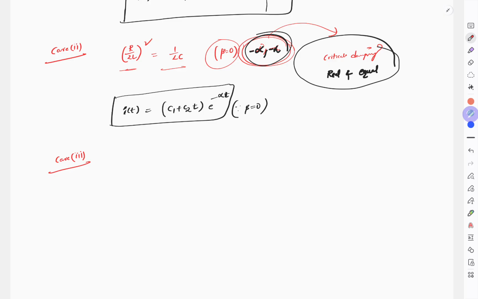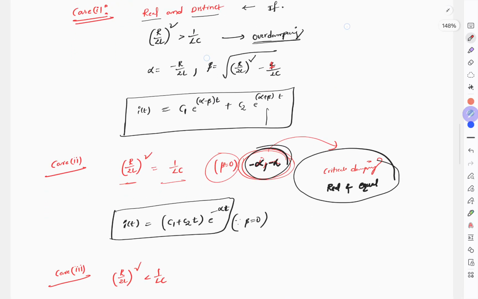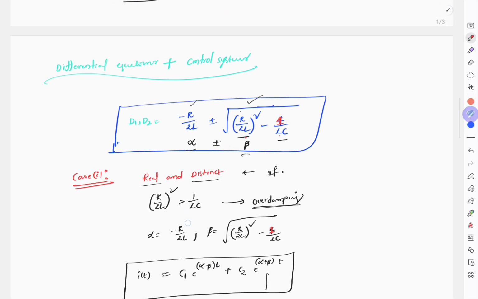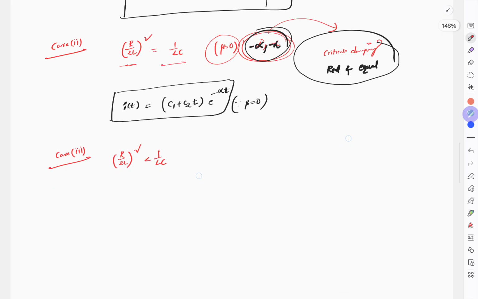Next, case 3. I'll go very quickly because we don't have enough time. Suppose (R/2L) whole square is less than 1/LC. If this term is dominated by this term, then what will happen? Here a negative value will come, and ultimately imaginary terms also will come.